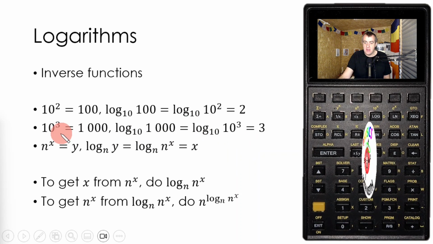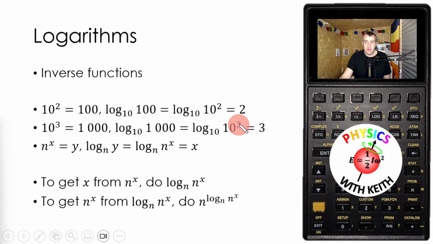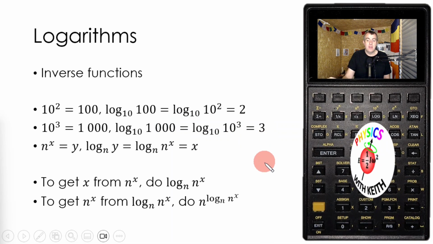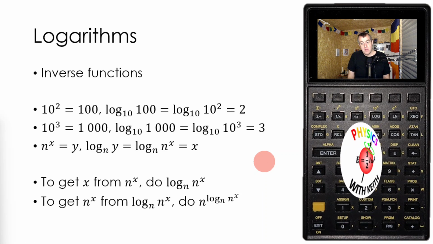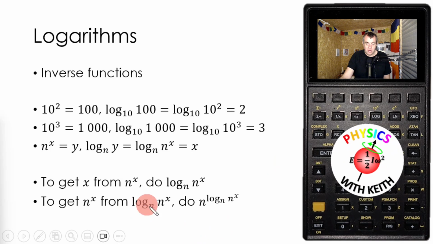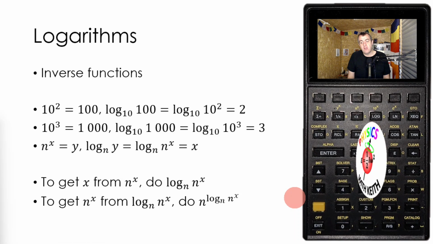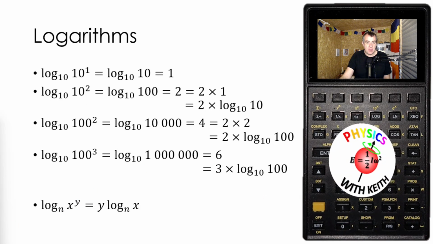Now you can see that here. 10 to the power of 3, if I want to calculate what the 3 is, I do log base 10 of 10 to the 3, because that will be equal to 3, because 10 to the power of 3 is 1,000. So if we want to get n to the x from a logarithm, this is where it gets weird, we do n to the power of that logarithm, all of that. So raising something to a power is an inverse function to the logarithm of the same base. Bit of a mouthful, bit complicated.